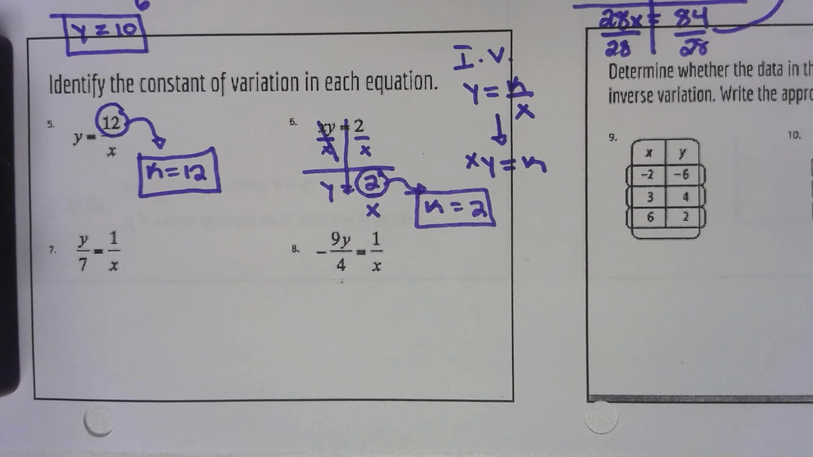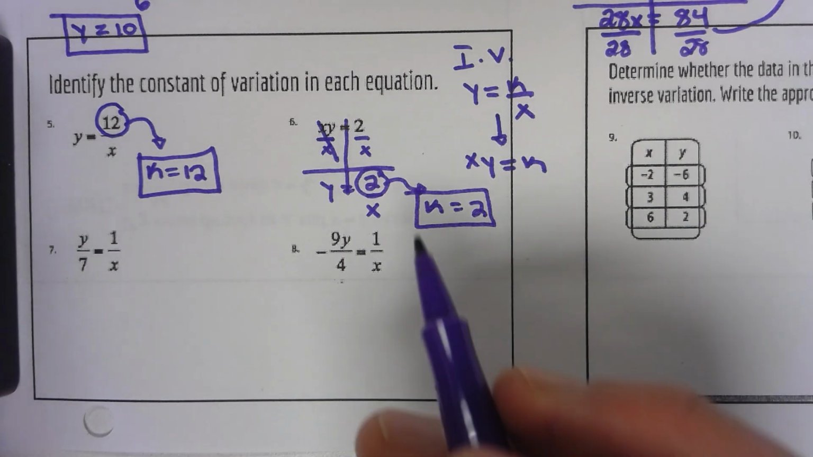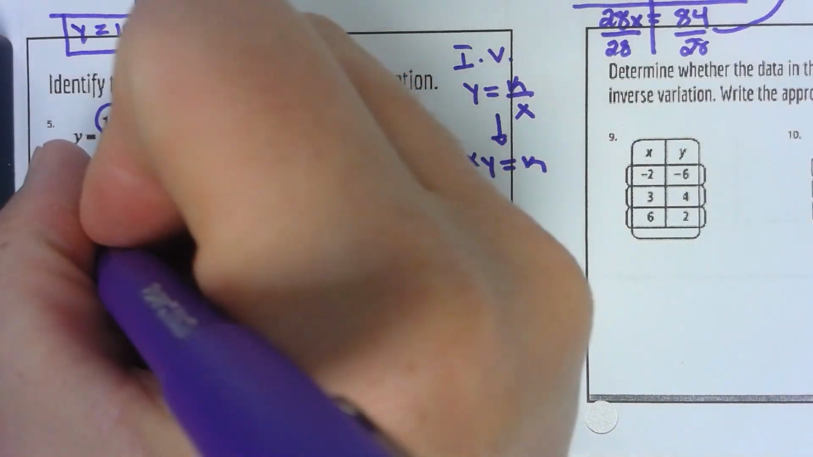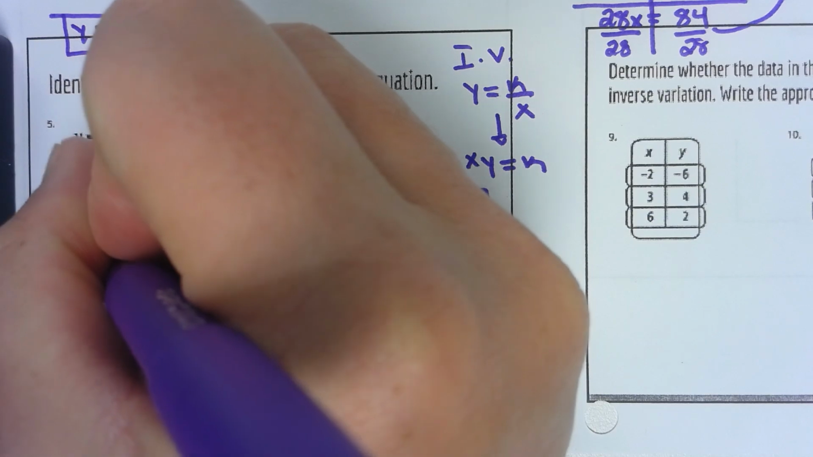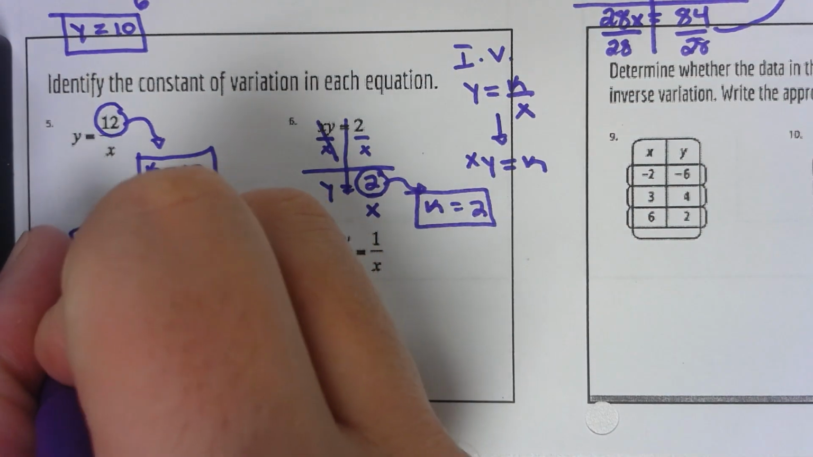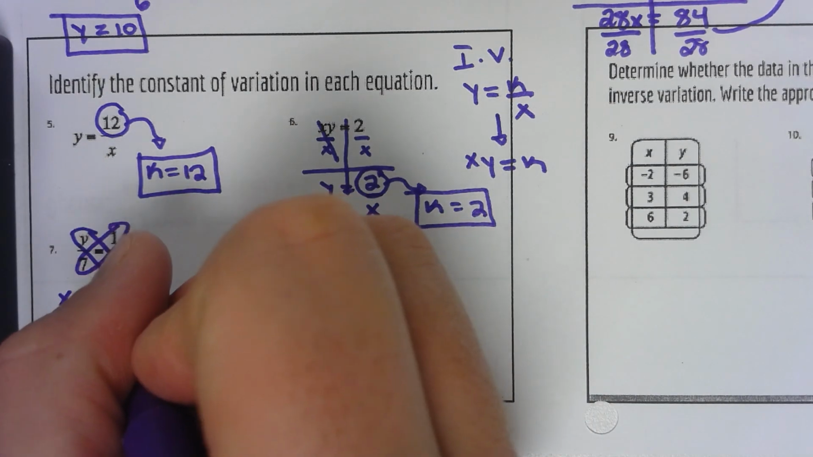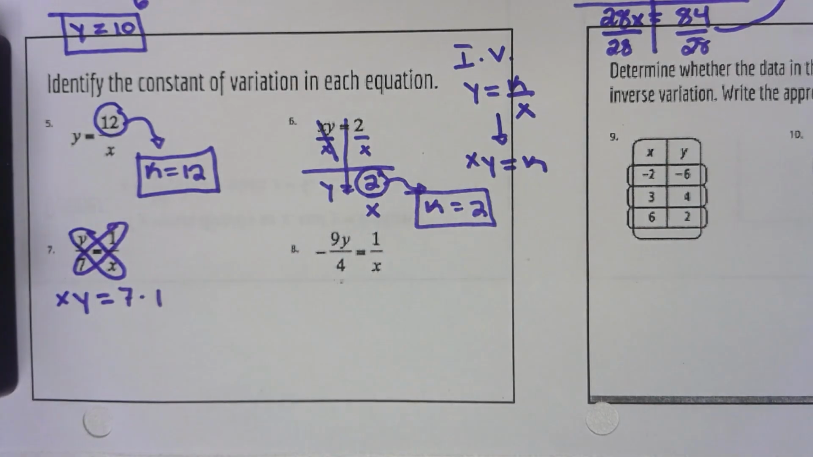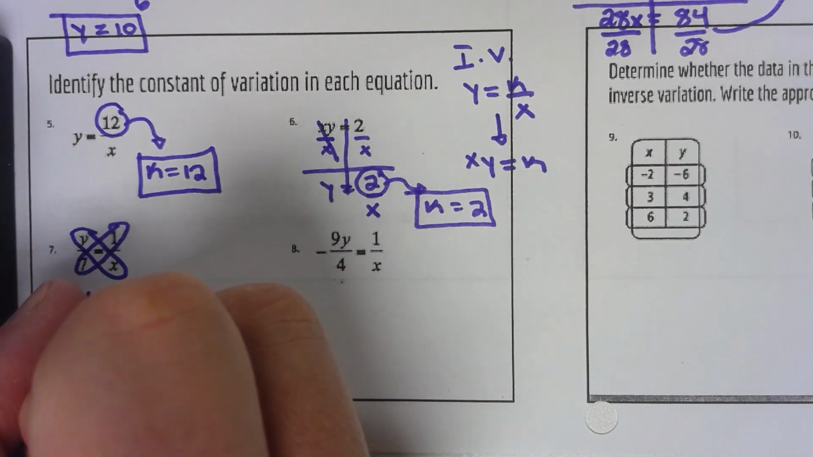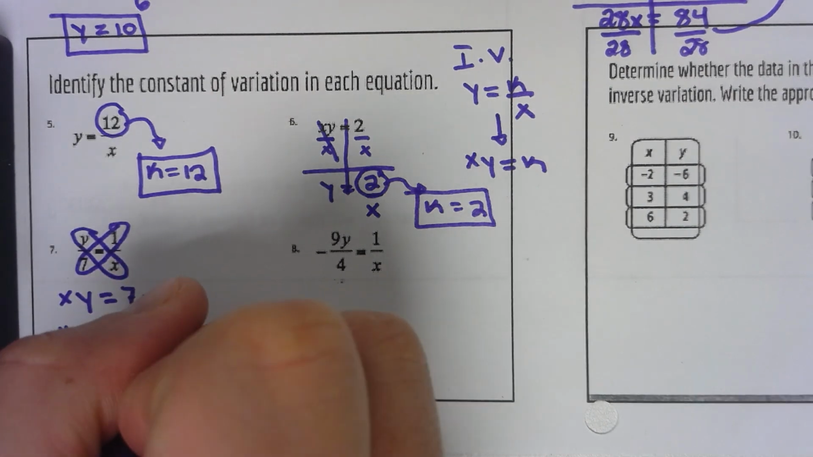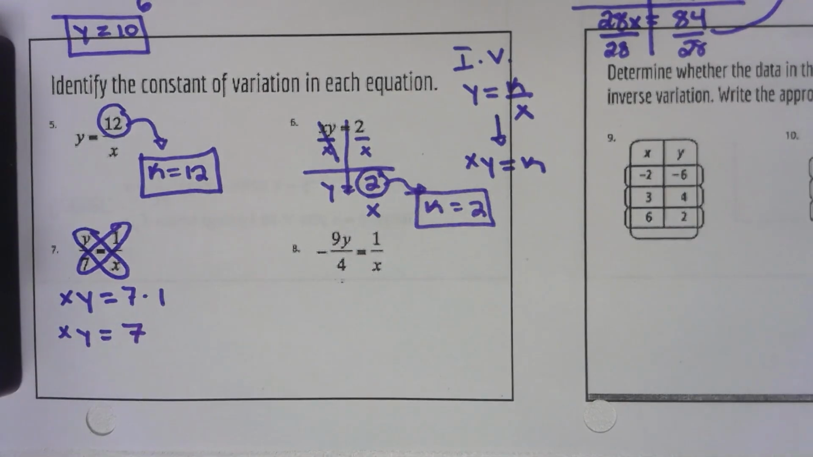If we ever have one fraction equal to another, I'm always going to recommend that be our first place to start. So let's do the cross multiplying, and then we'll see where we're at from there and game plan how we can get y by itself and identify k. So the first thing I'm going to cross multiply is y times x, or xy, and it equals the other cross of 7 times 1. Well, 7 times 1 is just 7. So I'm going to simplify that, making this x times y equals 7.